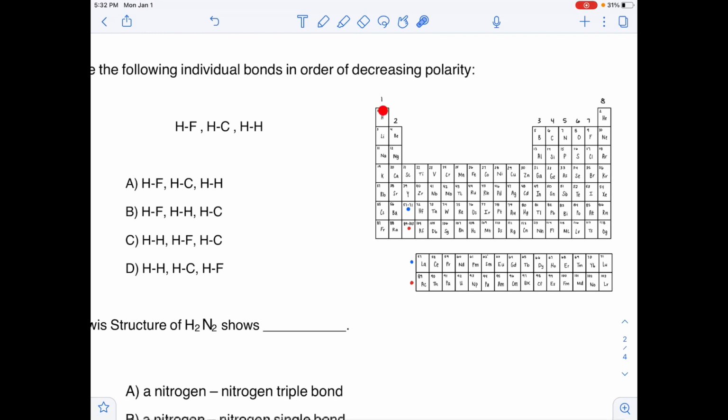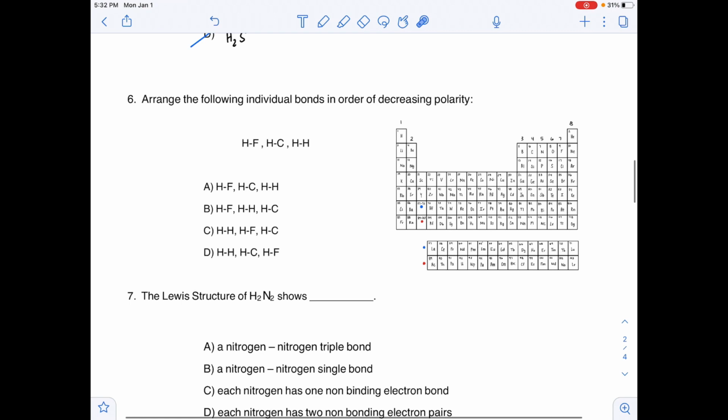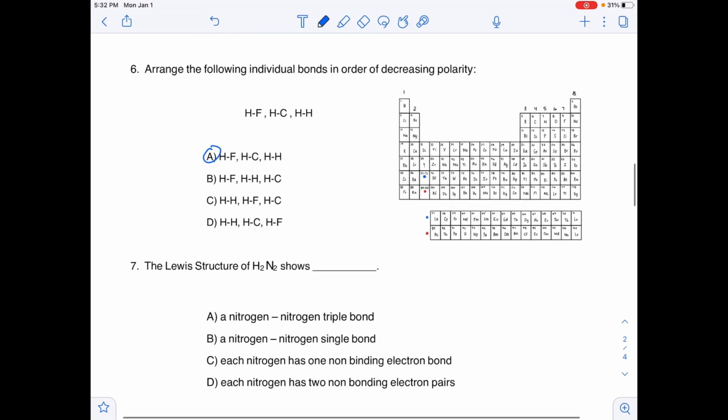And then second to that is going to be hydrogen bonded to carbon. And the one that has the lowest polarity is going to be hydrogen bonded to hydrogen. So the correct answer for this one is going to be option A.